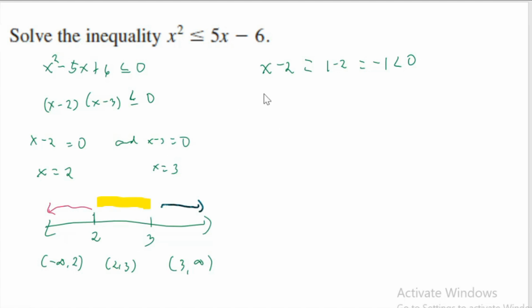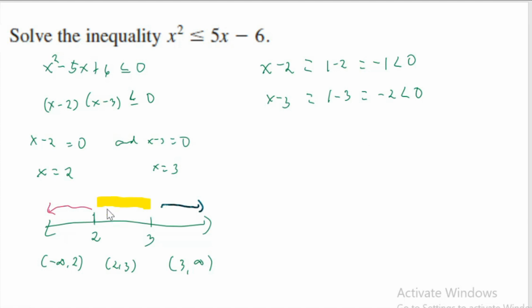And for x minus 3, when x is 1, we have 1 minus 3 is equal to negative 2, and negative 2 is less than 0. So both factors are negative on this interval. Notice that we need to check only one test value for each interval because the factors x minus 2 and x minus 3 do not change sign on any of the three intervals that we found.